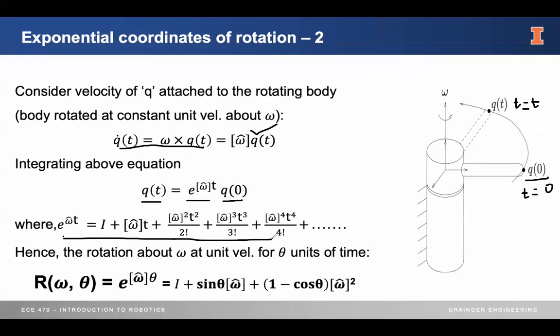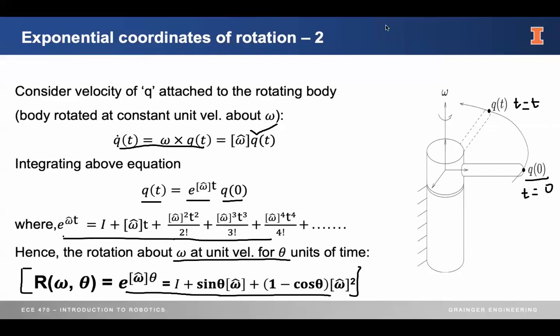It follows that if we rotate about the axis omega at unit velocity for theta units of time, then the net rotation can be given by R omega theta equals e raised to omega hat theta. Using substitution for higher powers of omega and series expansion for sine and cosine, we get the Rodrigues formula, which is identity matrix plus sine theta into matrix omega hat plus 1 minus cos theta into matrix omega hat square.